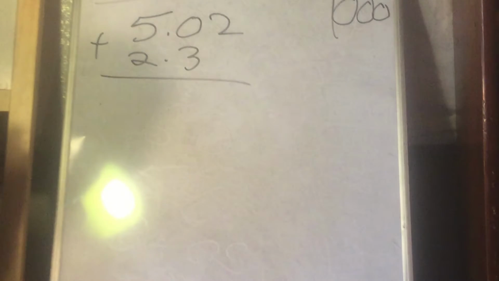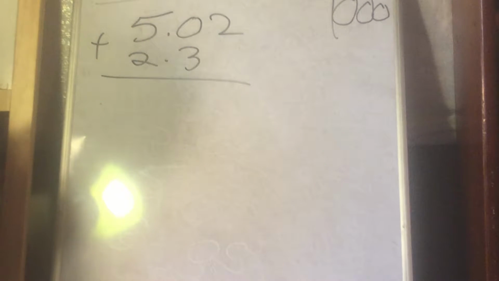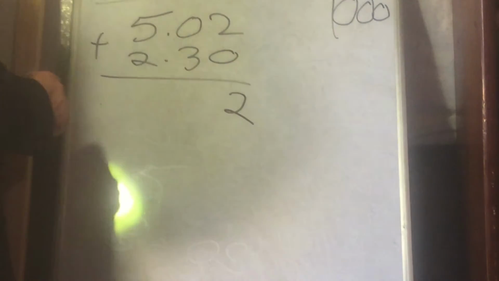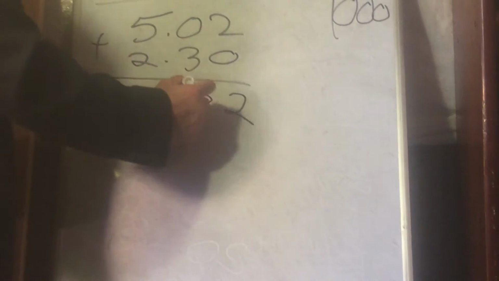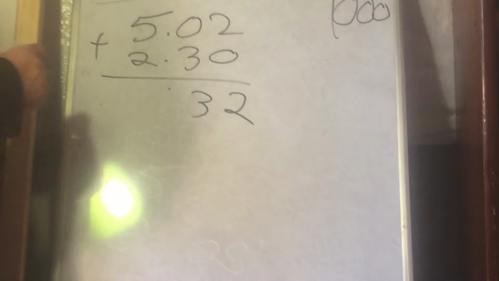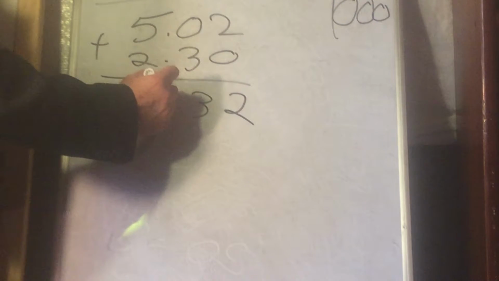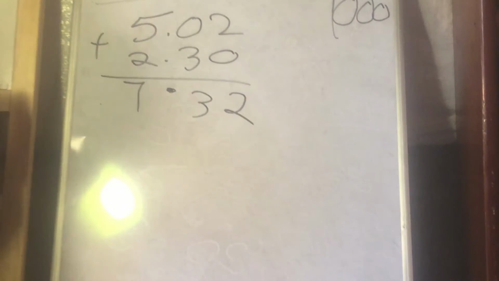Now, how do we add decimals? We have 5.02, for example, plus 2.3, for example. That's how we add decimals. You just line up the decimals like this, and then you add like regular addition. 2 plus 0 is 2, 0 plus 3 is 3, 5 plus 2 is 7. And the decimal point goes down here. That's how you do decimals.